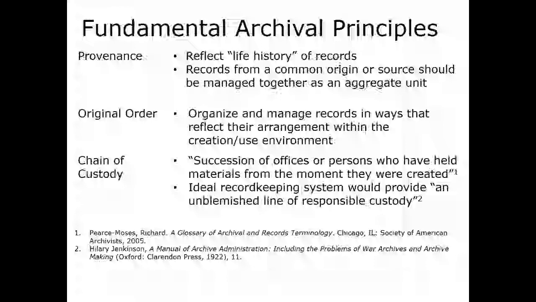And so the first is provenance, that we want to reflect where something came from and the steps that it passed through. There's original order, which is being able to reflect not just where it came from and why it was created, but things like the organizational structure it sat inside of. What were the folders? What were the associations between different items?